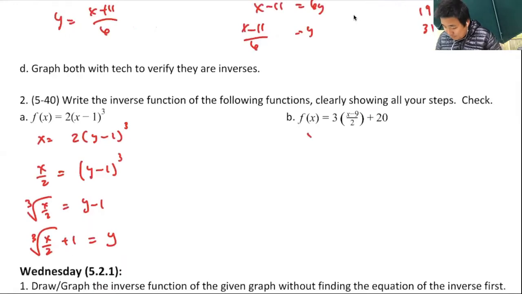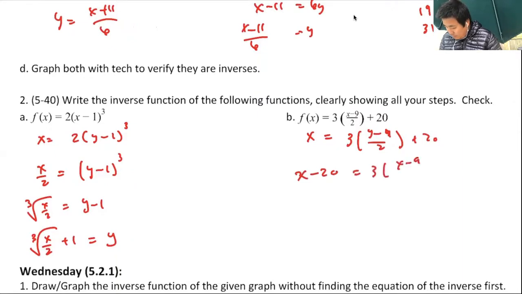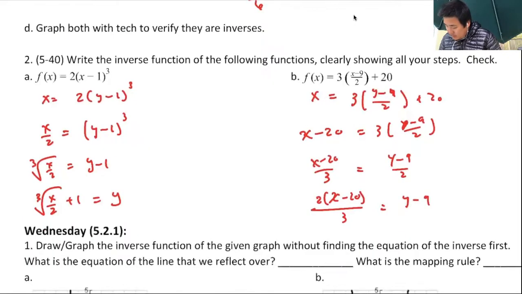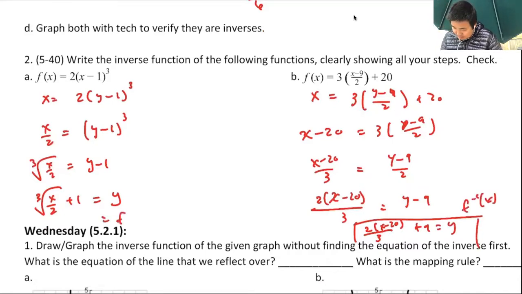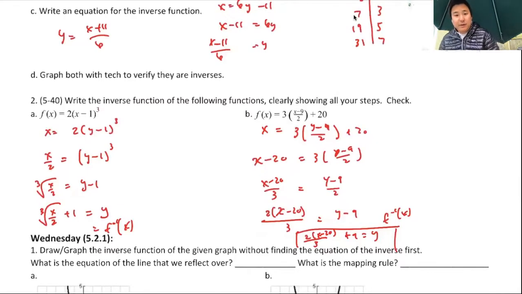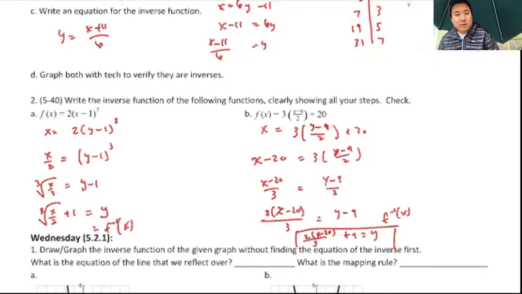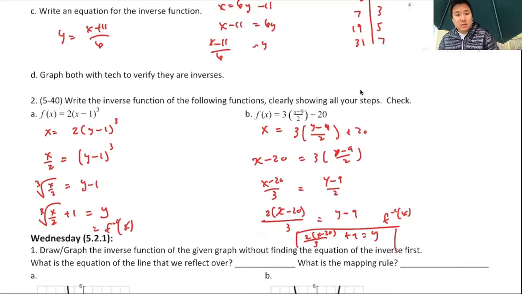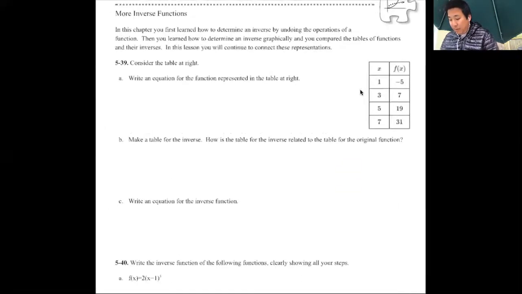Over here, x equals 3 times y minus 9 over 2 plus 20. Subtract 20. Divide by 3. Times by 2. Add 9. And then this is equal to f inverse of x. There you go. So there's 5-40 and there's 39. Oh, there's the table if you need it.